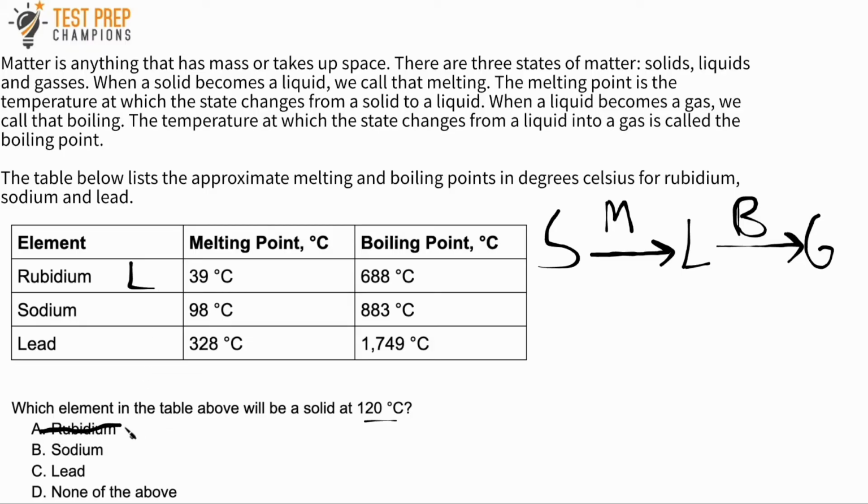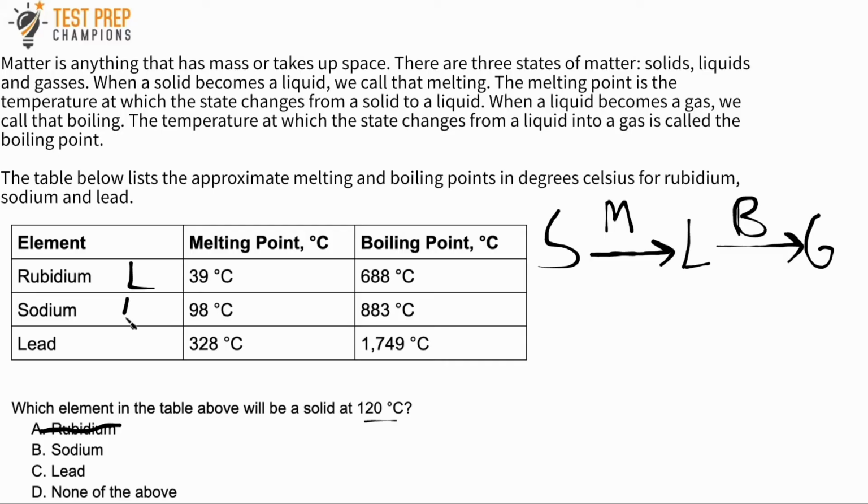So let's talk about sodium. Well, we know that sodium is going to melt. In other words, it's going to go from a solid to a liquid at 98 degrees. So at 120 degrees, sodium is going to be a liquid, but it's not going to be a gas yet because it doesn't boil until 883 degrees.